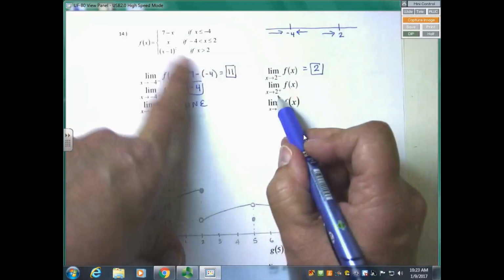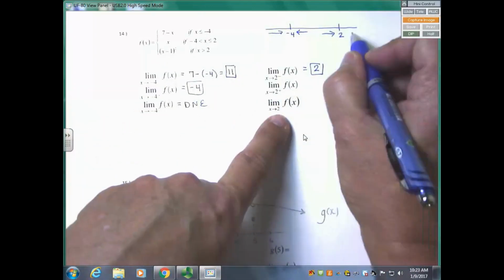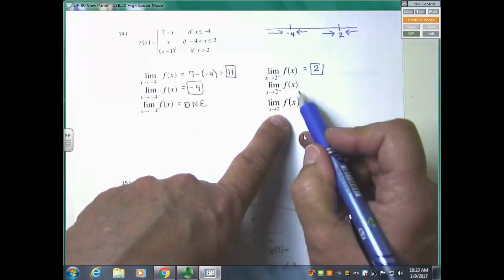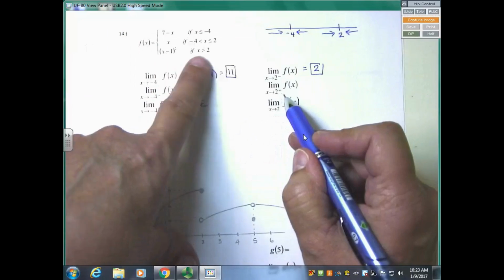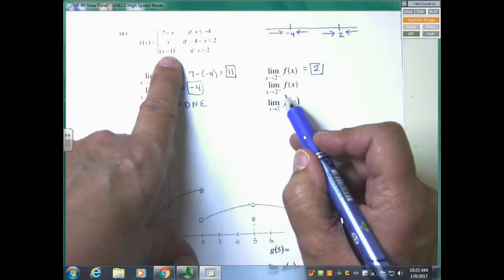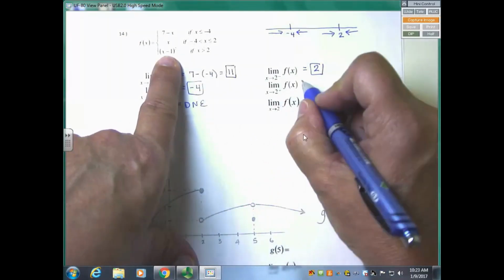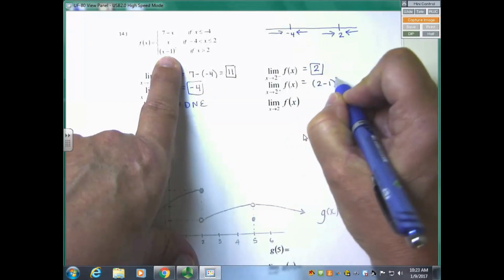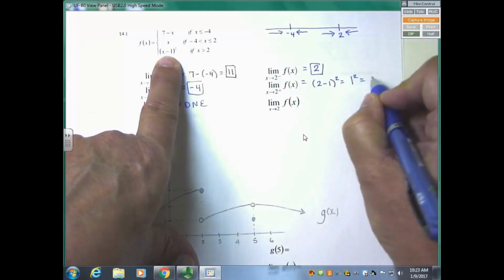Okay, the limit as x approaches 2 from the right, that's numbers bigger than 2. So we're going to use the bottom. We're going to plug 2 into here. So 2 minus 1 squared, that's 1 squared, we get 1.